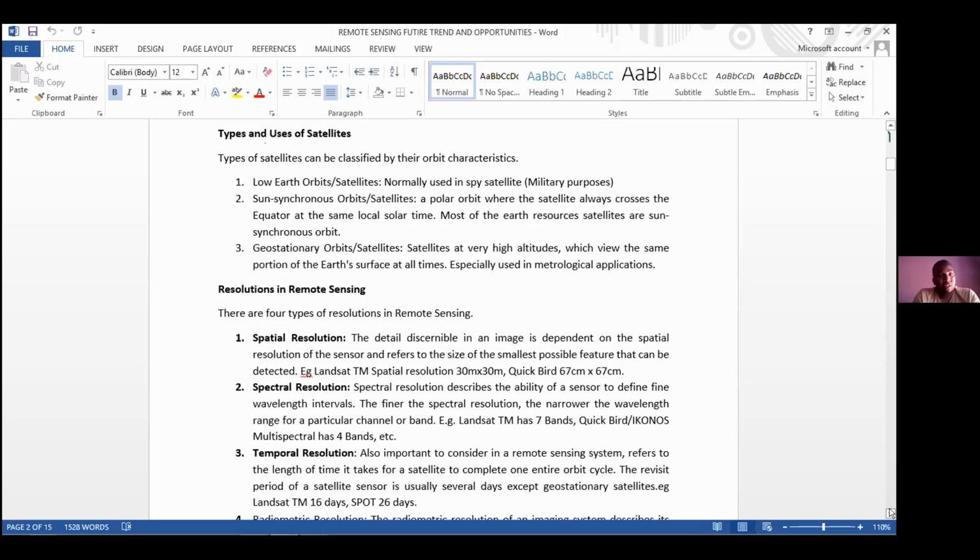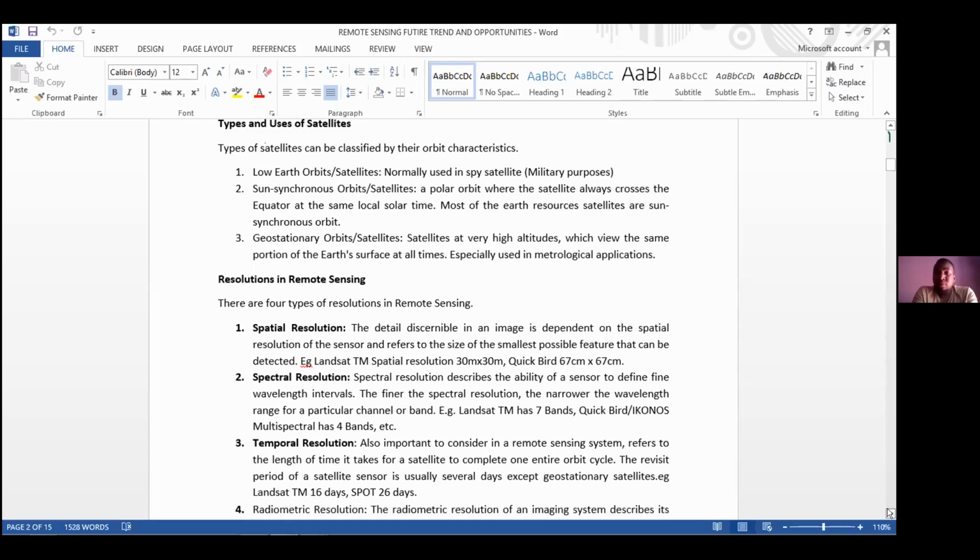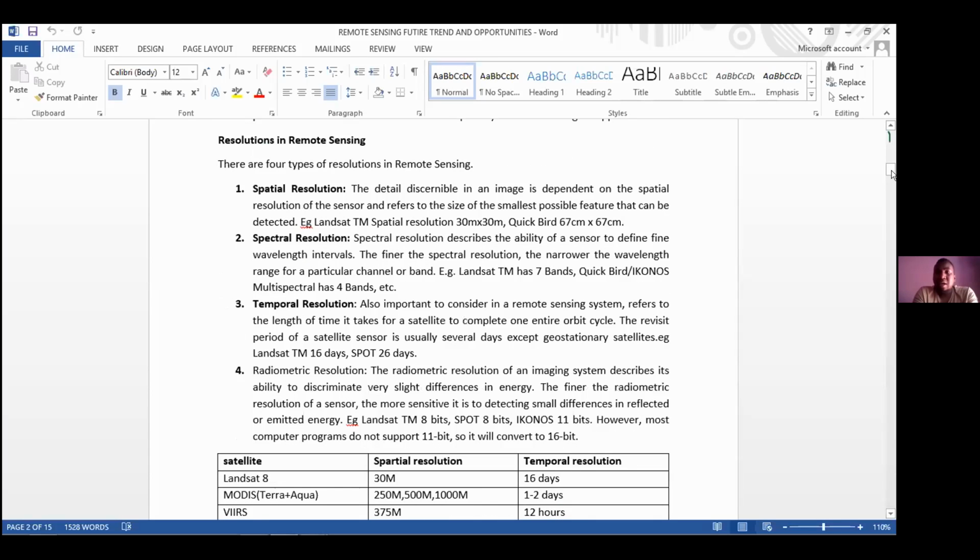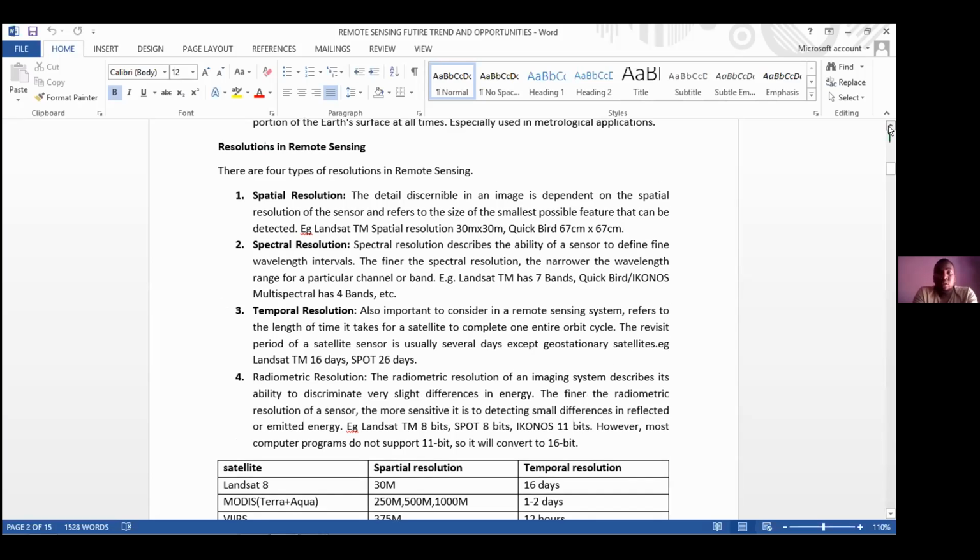All these are very important to a remote sensing person or anybody who is interested in becoming a remote sensing expert. We need to understand the three categories: the low Earth orbit satellites, the sun synchronous satellites, and the geostationary satellites. Then there's another term which is very important in remote sensing, which I want to introduce to you, and we call it resolution.